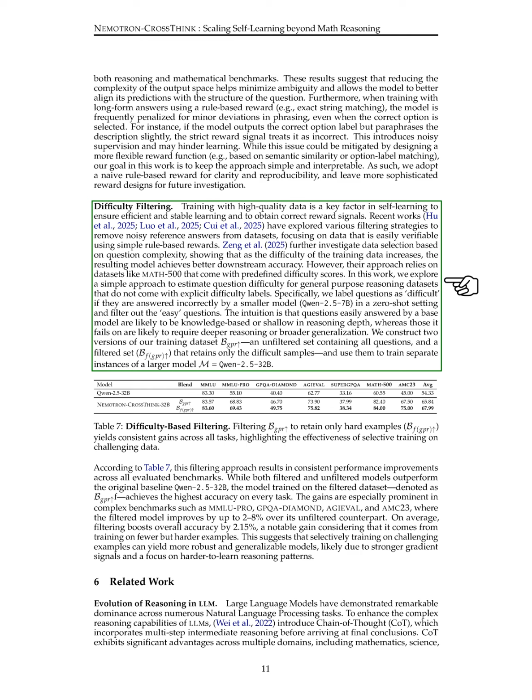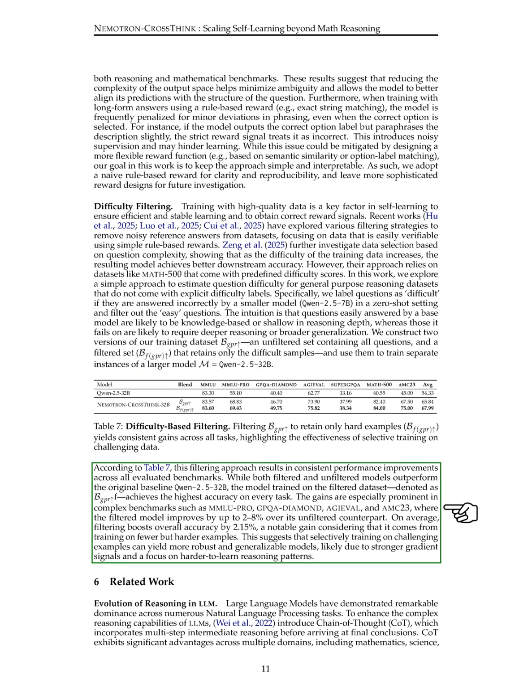We create two versions of our training dataset, one unfiltered with all questions and one filtered to keep only the difficult ones. We use these datasets to train separate instances of a larger model, Qwen 2.5-32B. Our filtering method consistently improves performance across all benchmarks evaluated.